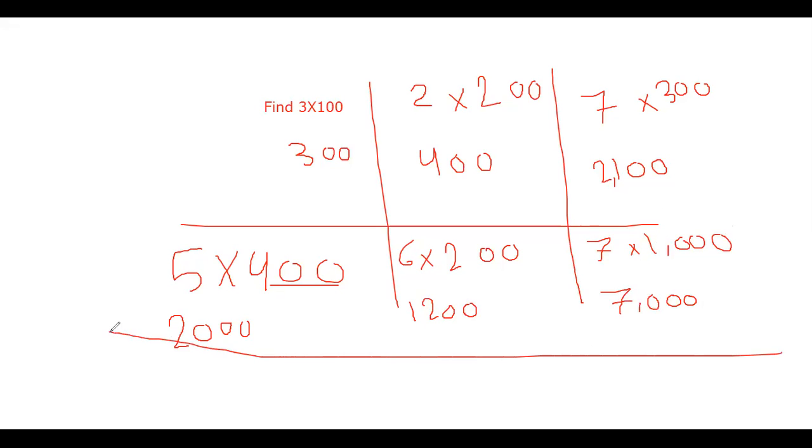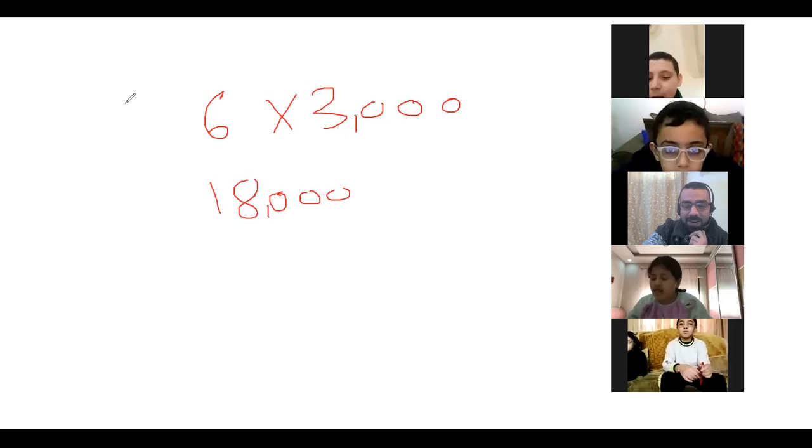Okay? Another one. Suppose that I have 6 times 3,000. So what we will do, 6 times 3, 18. Then we have 3 zeros. You add the 3 zeros and that's it. Yes, yeah, Ahmed.